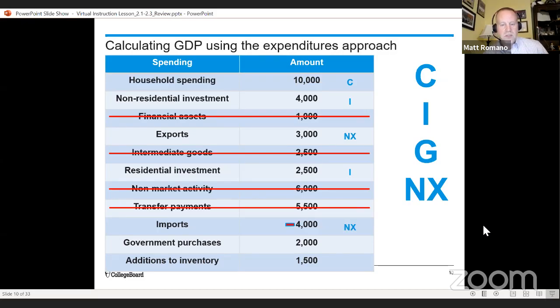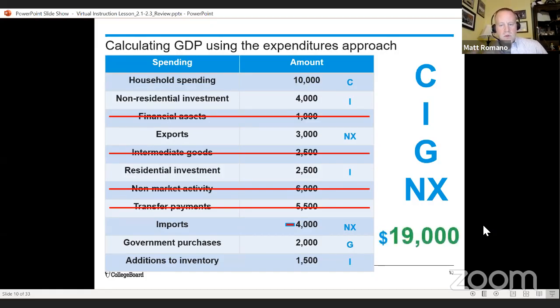Imports, they count. Net exports, but remember, that's a negative. We're going to subtract those. Government purchases, obviously, that's G, government purchases. And then additions to inventory, products that were produced but not sold, that's also part of investment spending. So again, just very sequentially go through each one. Does it count? And if it counts, what does it count as? And then once you've done all that, just add them up.